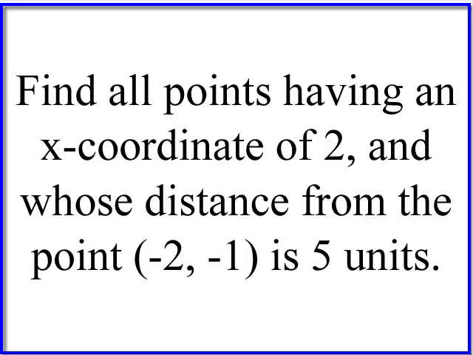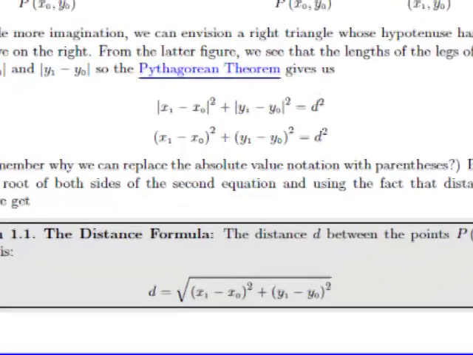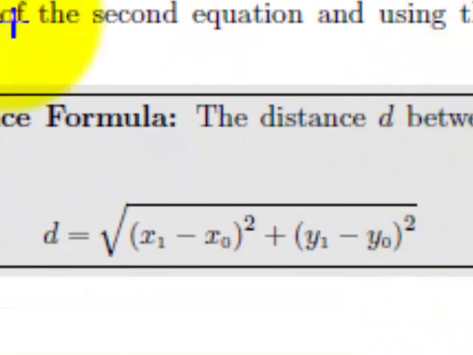So the question states you've got to find all the coordinates on a Cartesian plane that start with a 2. In other words, the x coordinate is 2, and the distance from a specific point, in this case -2 comma -1, is exactly 5 units. Because what we're going to do is apply the distance formula down here.